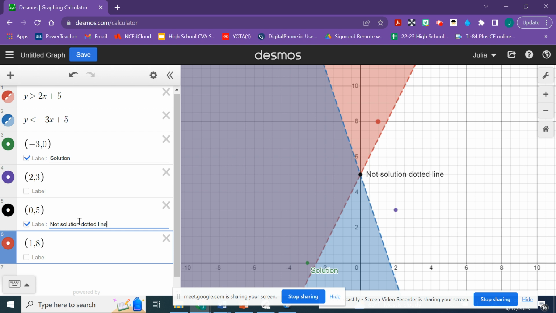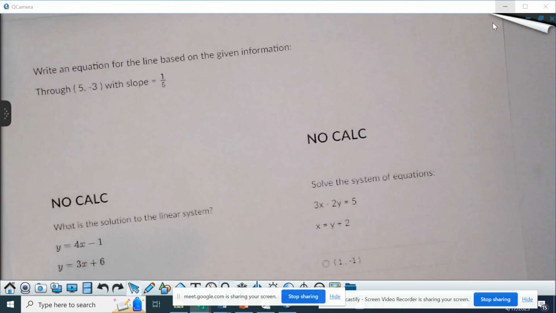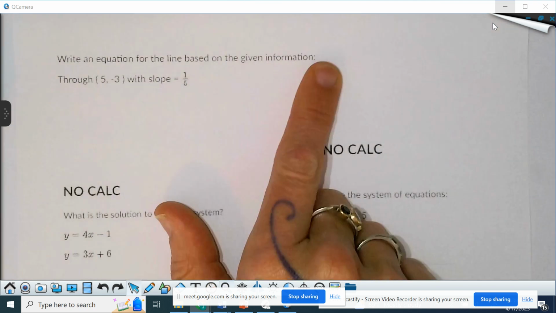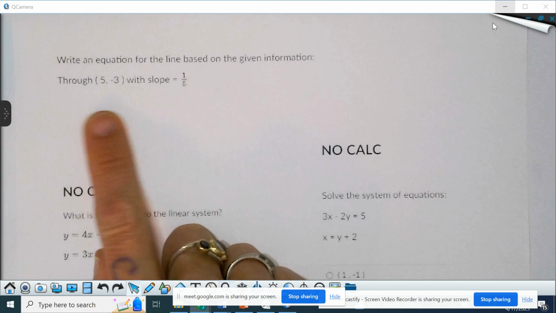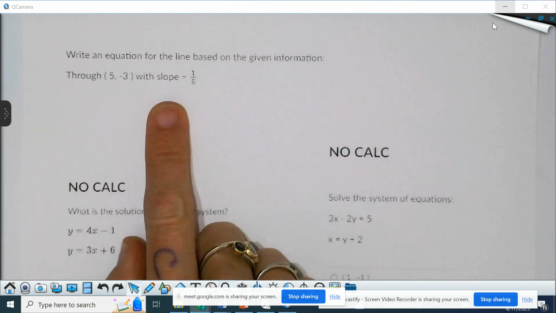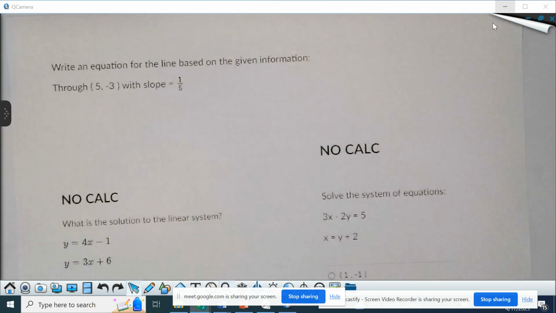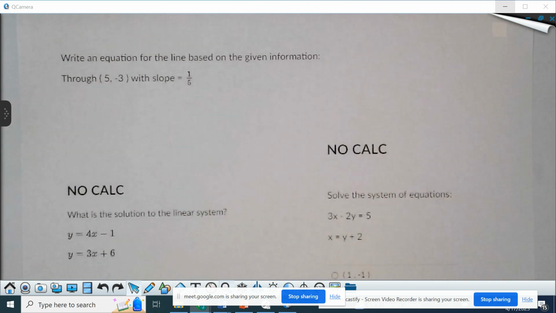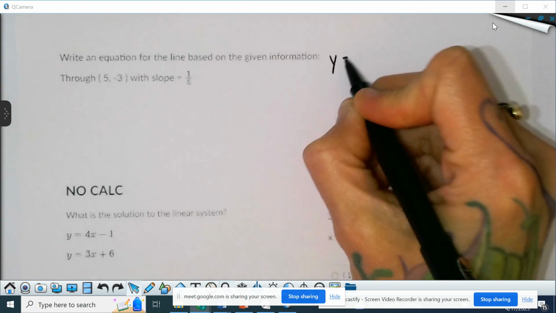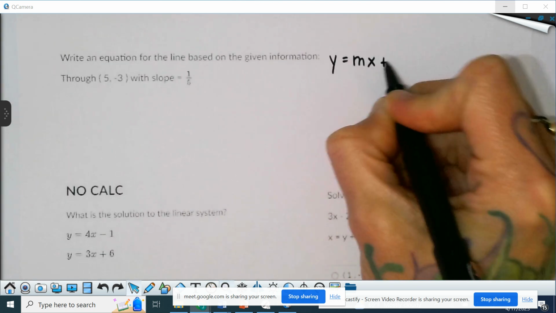All right, second page. Write the equation of the line based on the given information: through (5, -3) with a slope of 1/5. Now, what am I missing that I wish I had to write this in slope-intercept form? So to write this equation in y equals mx plus b, what do I not have? I do not have my y-intercept.